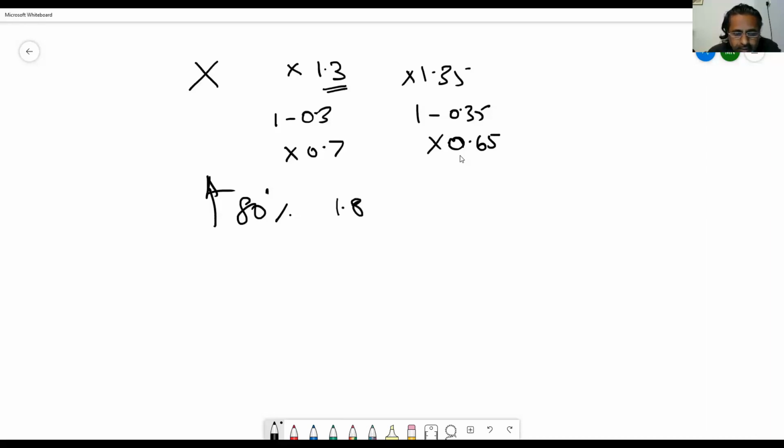Then 1 minus 0.8, which is? Which is 0.2.